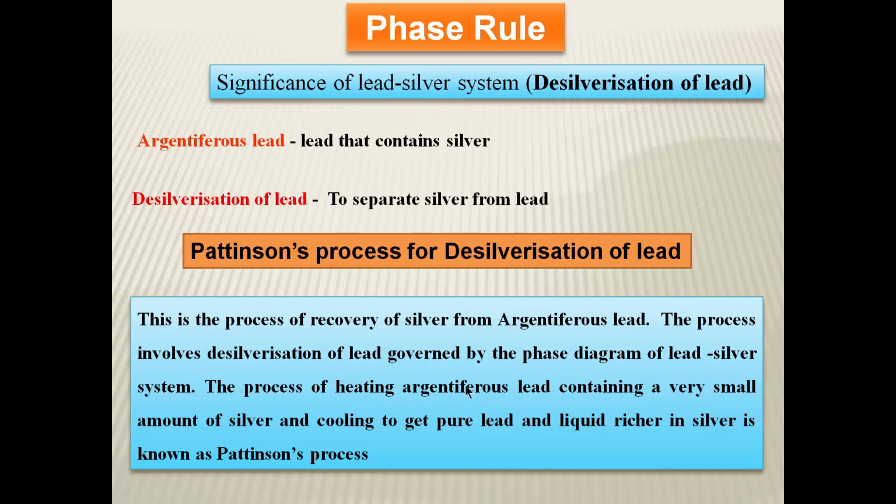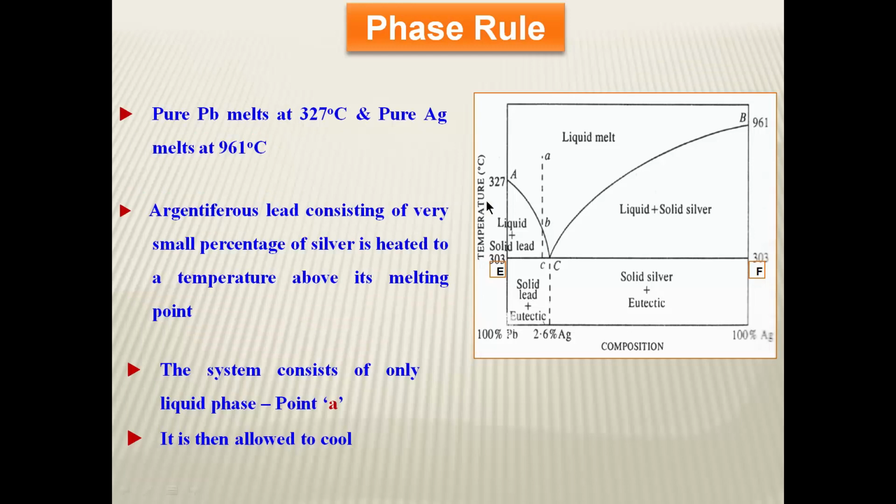As we move further in the upcoming slides, things will be more clear to you how the process actually takes place. So coming to the process, as you can see from the phase diagram, pure lead melts at 327 degrees centigrade and pure silver melts at 961 degrees centigrade.